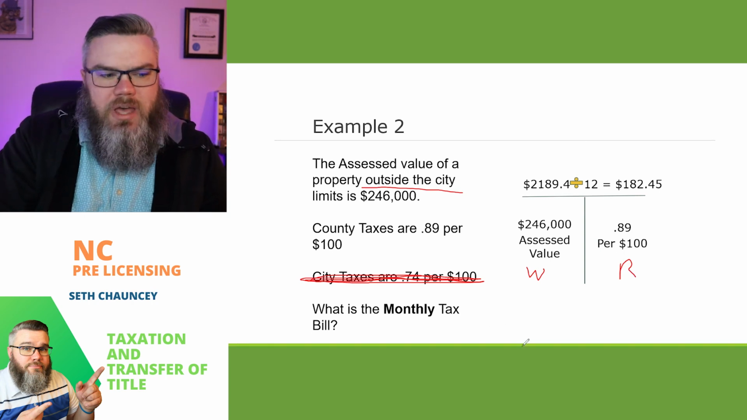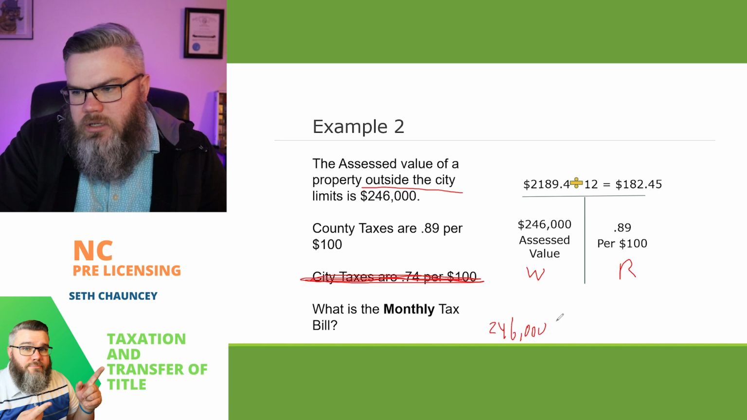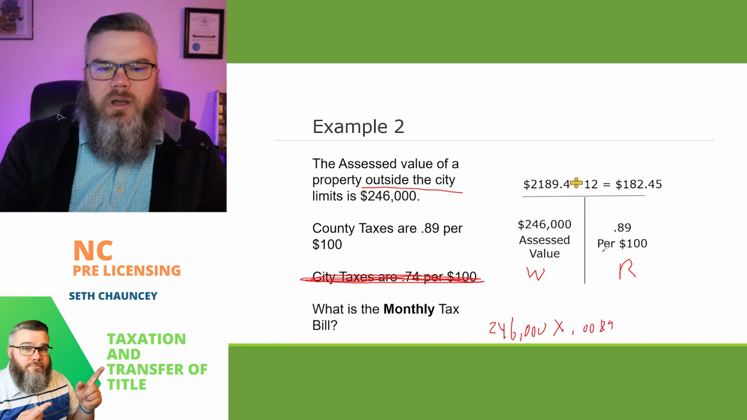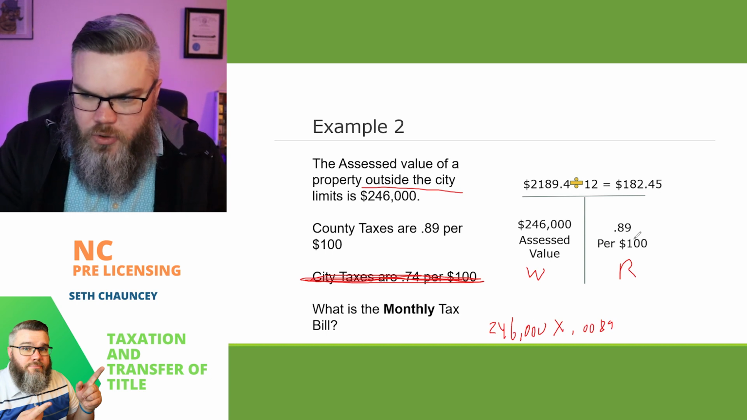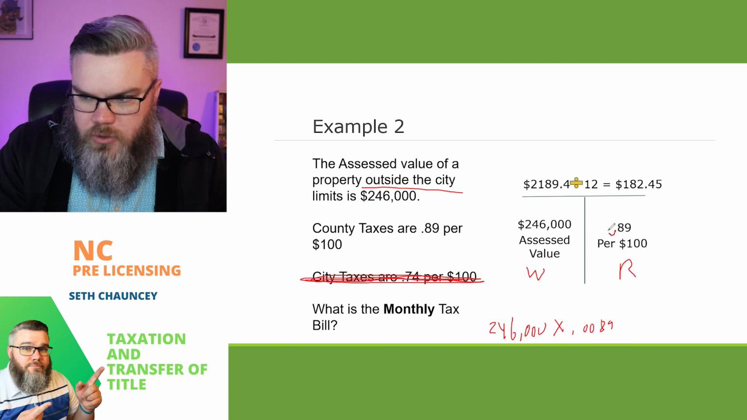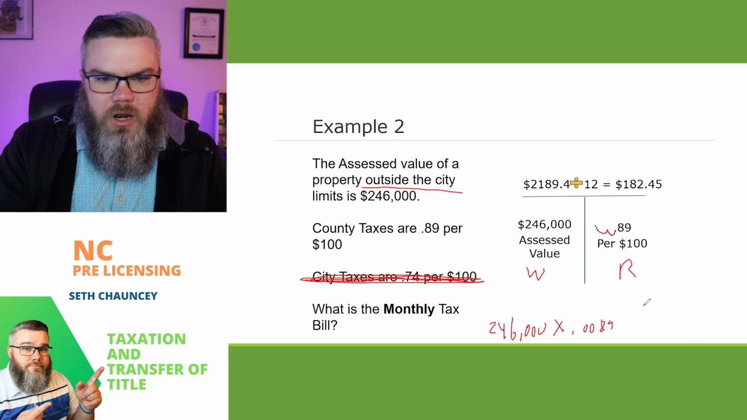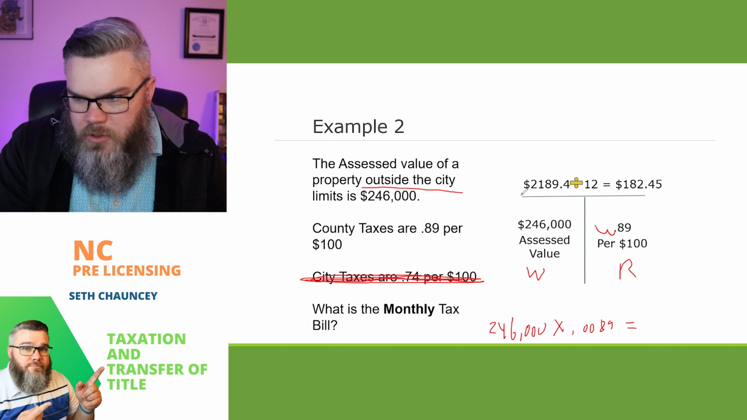Well, you can do that in a linear equation as well. So what we did was 246,000 times our 0.0089 once we converted it. By the way, folks, you're always going to be allowed to have a calculator, but when you're doing these conversions, dividing by 100, you just move the decimal 2 places over. So you don't even need a calculator to convert it to a per dollar rate. And so this equals your annual tax bill.